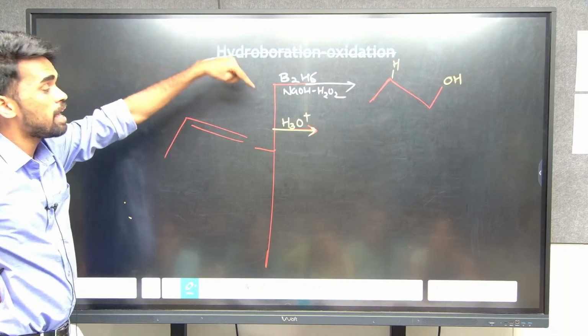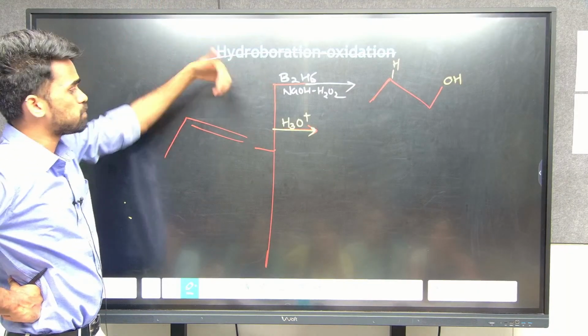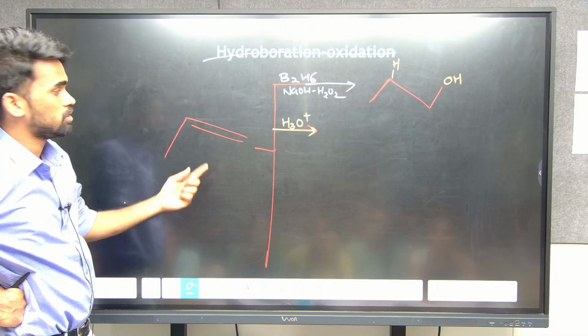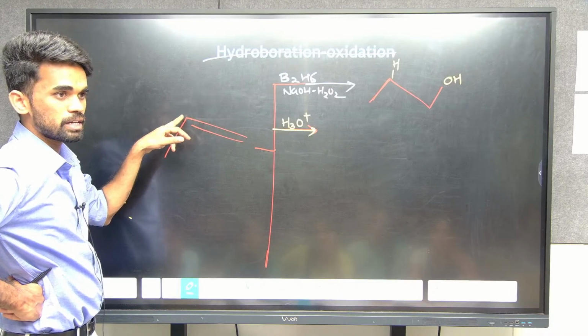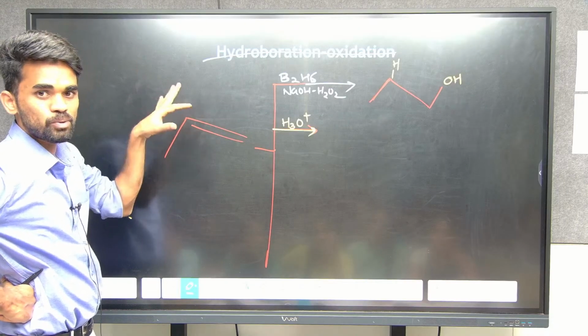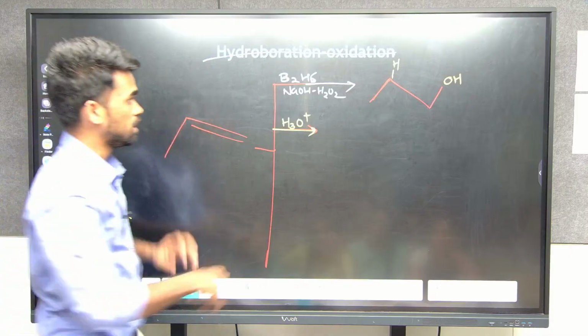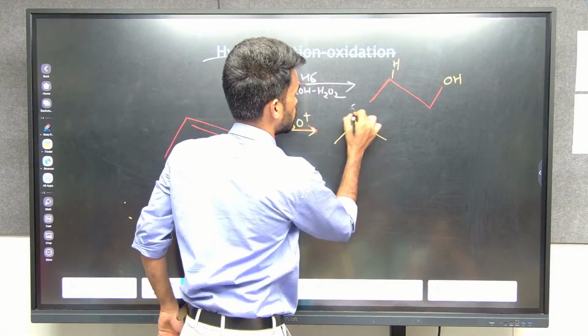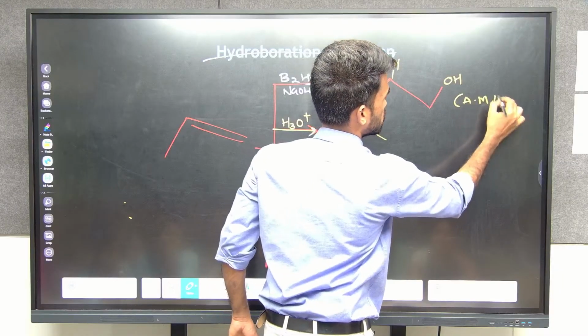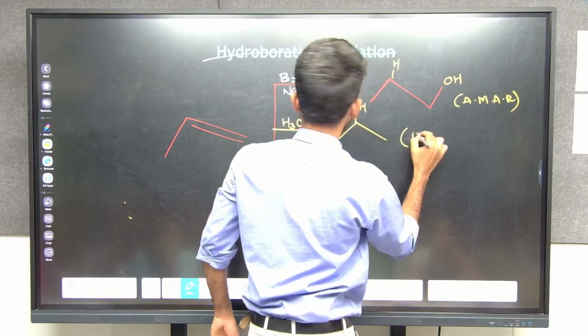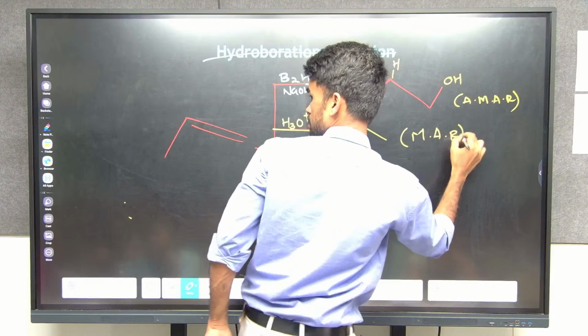First what we need to add? Acid, now H plus. H plus you add, where to add? Terminal side, because here more stable carbocation. There you add water. So what is the product formed? Alcohol only. But this is 2-propanol, this is 1-propanol. So this is anti-Markovnikov addition. This is Markovnikov addition. Okay.